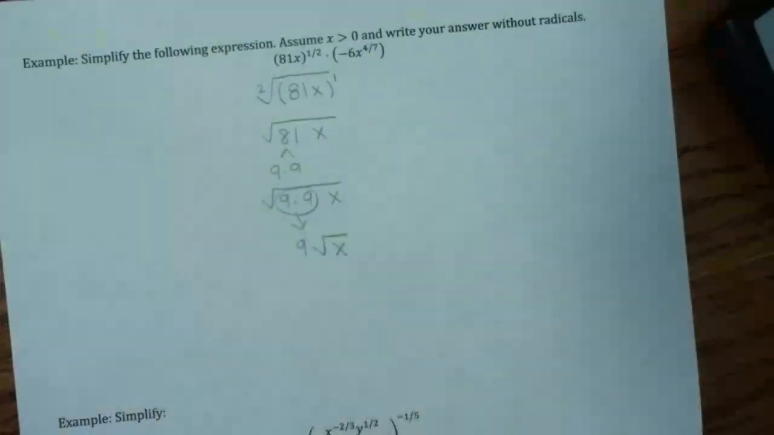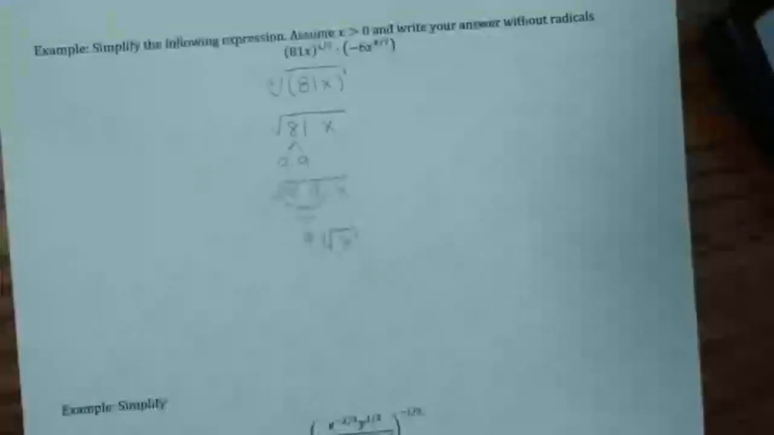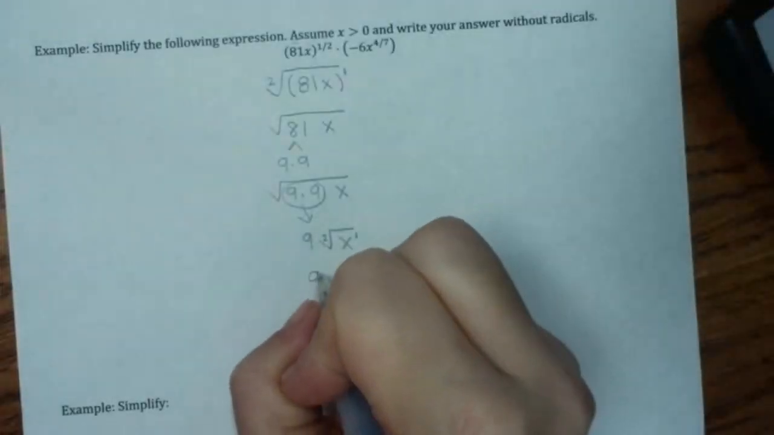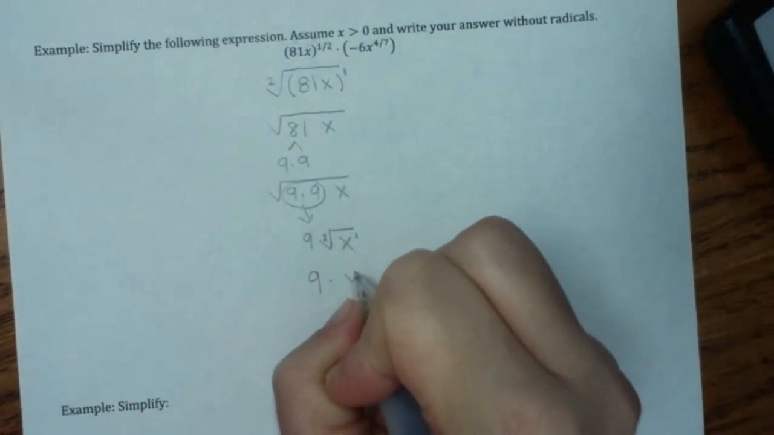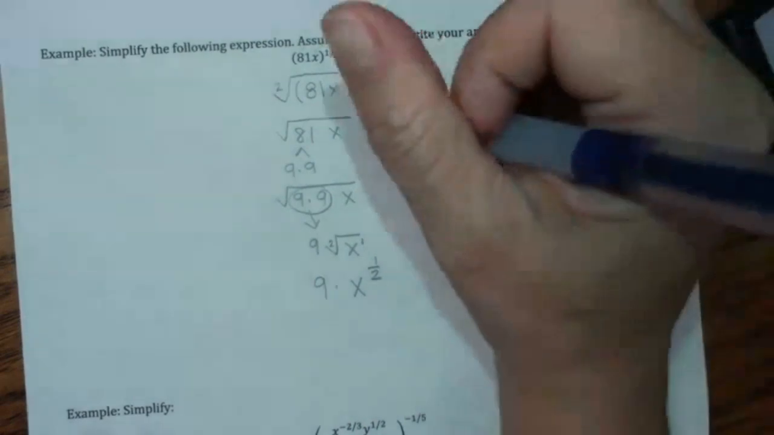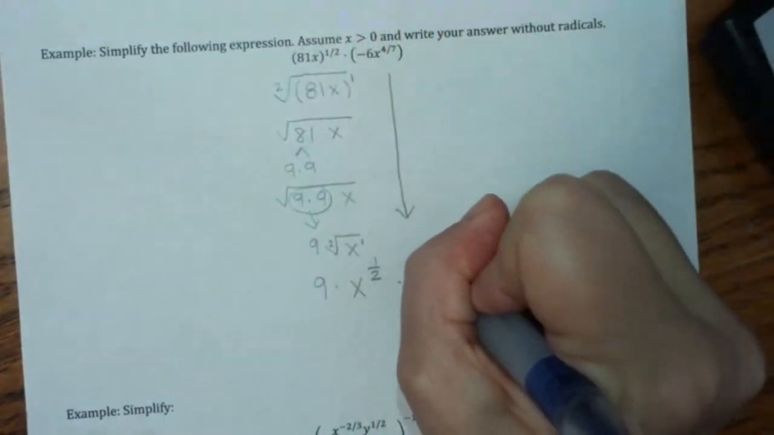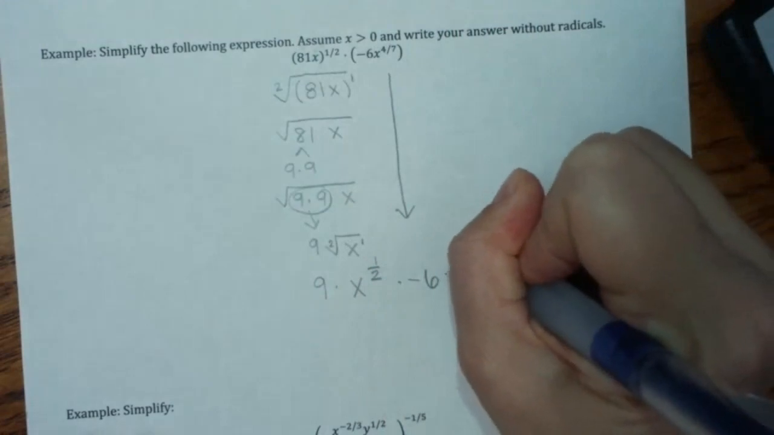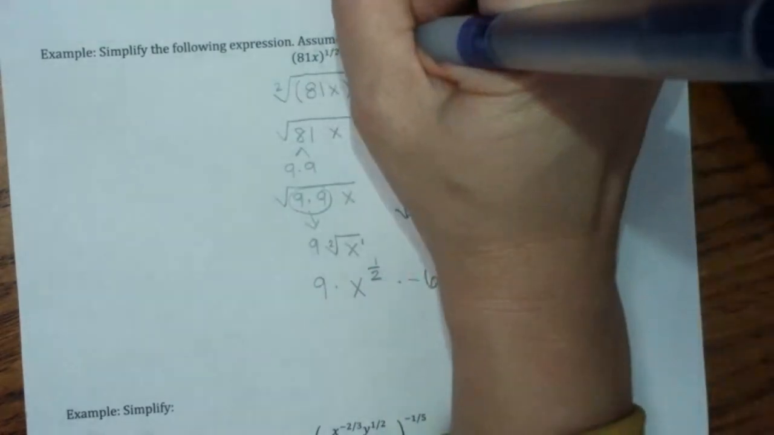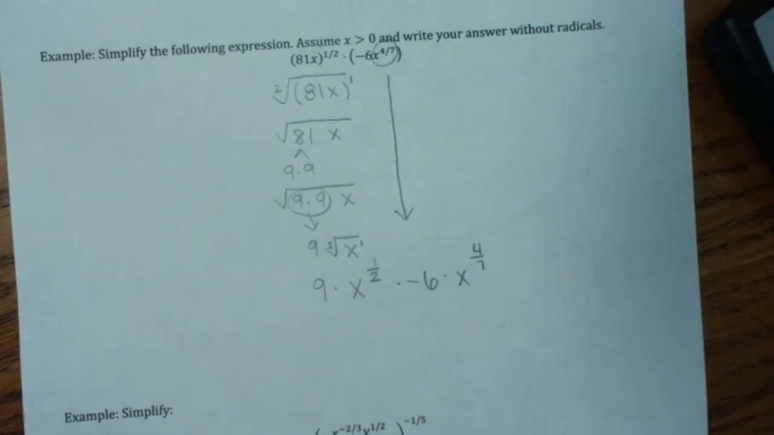But it said write without using radicals. So I know that 1's up top, it's going to stay up top. That 2 is down. So I can rewrite this back into fraction form as 9 times x to the 1/2 power. And then bringing this down here, times negative 6 times x to the 4/7 power. Remember that 4/7 power is only applied to whatever is directly underneath it. It's only applied to the x.